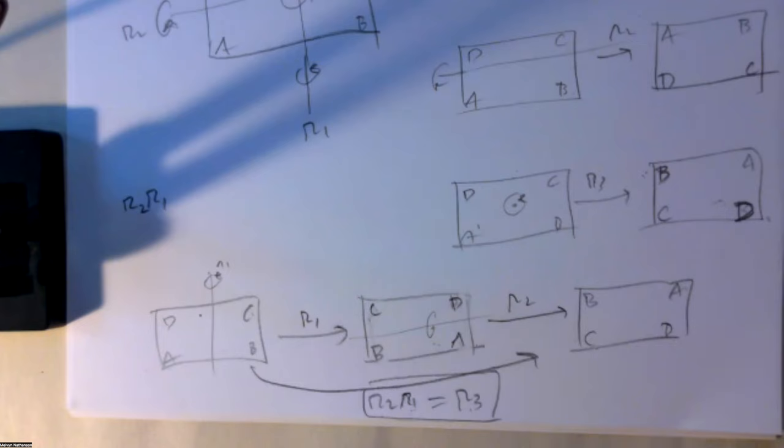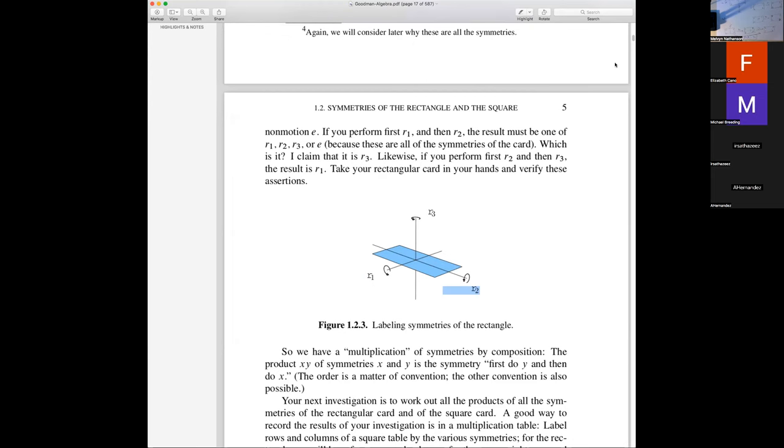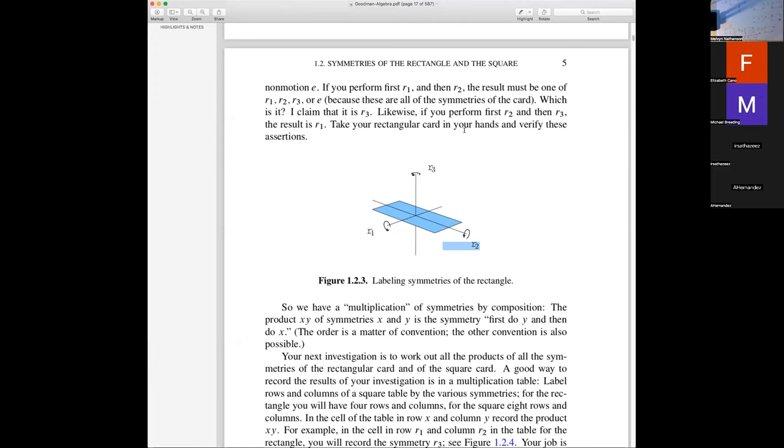So let's go back and see what the text says. Share screen to our text. It says, if you perform first R1, which I just did, and then R2, which I did, the result has to be one of the four symmetries, R1, R2, R3, or E. And the author claims it's R3, and we just showed that. That was kind of nice. Right.